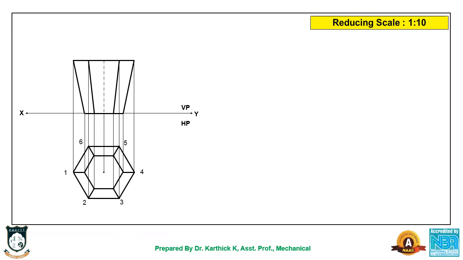The next step is to give the notations. For top part I am giving 1, 2, 3, 4, 5, 6 as a notation. For bottom, I am giving A, B, C, D as a notation. If I view the object from this direction, 6, 5 is hidden, that's why I have represented within the brackets. Similarly, F and E is hidden.